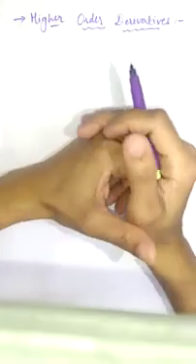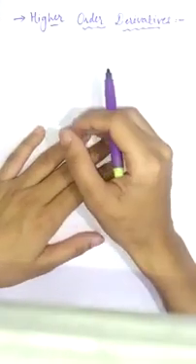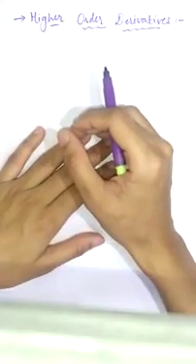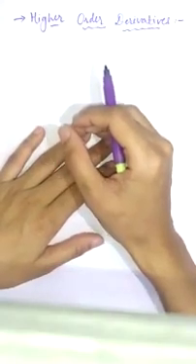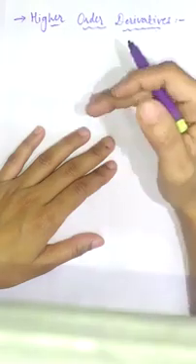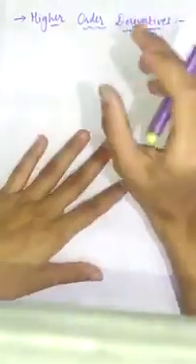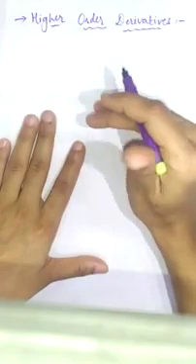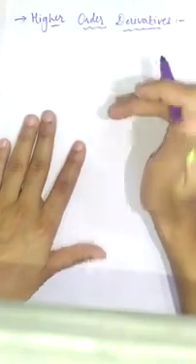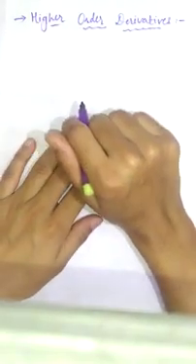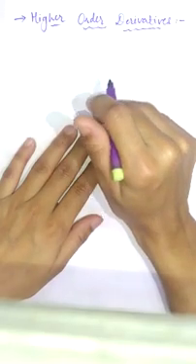Today we'll continue with the same chapter, that is differentiation. In the previous lecture we completed derivatives of parametric functions, that is, functions where x and y both depend on a new variable, say t. In the previous video we saw how to apply the parametric rule to find the derivative of parametric functions, and yes, we have completed exercise 3.5.